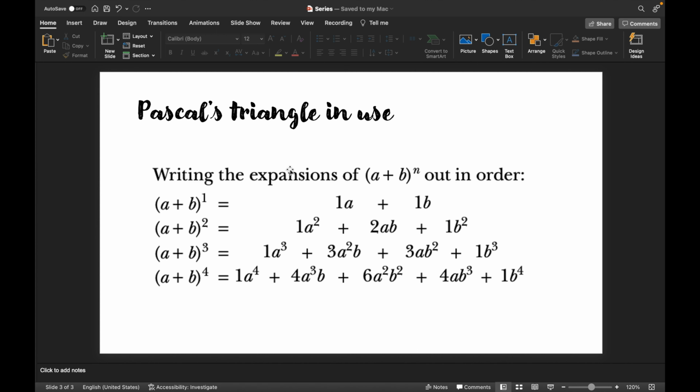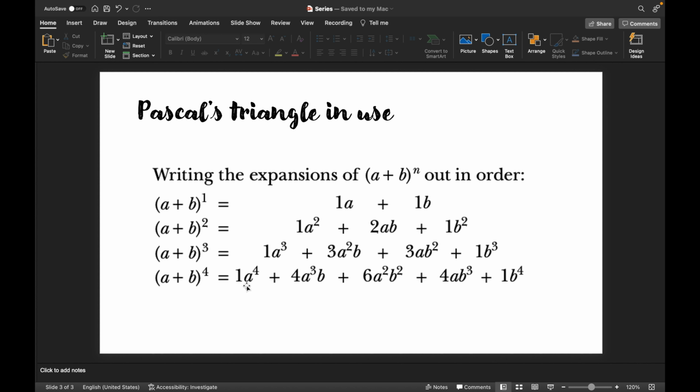So when writing expansions of (a + b) to the power of n out in order, you have to write it in this manner. So if it's to the power of 1, you put the coefficient, multiply that by the first term, and then again 1b. And then you keep doing it. So you can see the pattern, right? 1, 1; 1, 2, 1; 1, 3, 3, 1; 1, 4, 6, 4, 1. So you keep doing that.